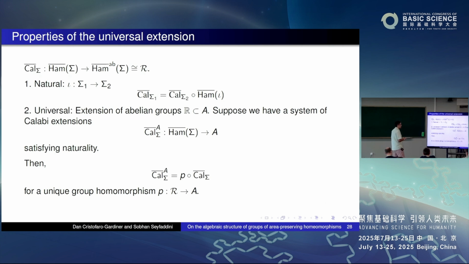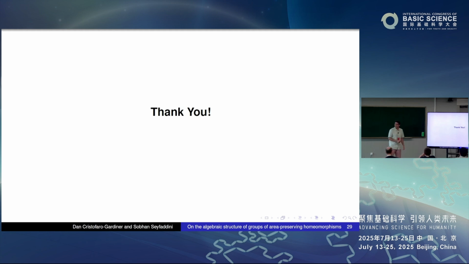Meaning you can find a group homomorphism from this curly R to your group A, and that extension that takes values in A comes from composing with that group homomorphism. So this is somehow a universal extension. This is what we call the universal extension of Calabi. In particular, the extensions we had, which Dan described, which took values in the real line, can be obtained in this way by just picking a homomorphism from this curly R to the real line. Okay, and I think that brings me to the end of the talk.